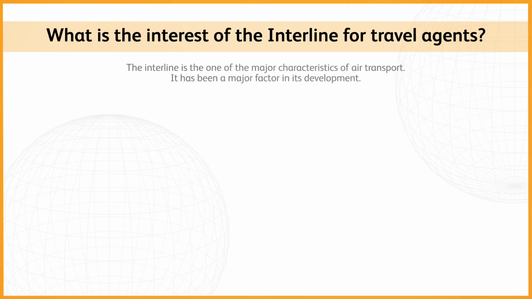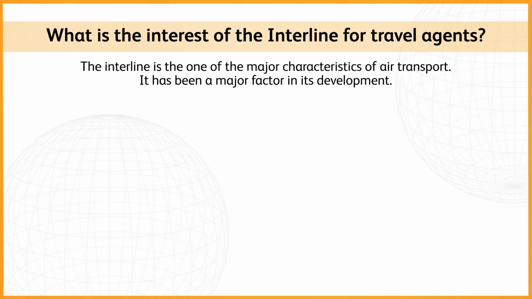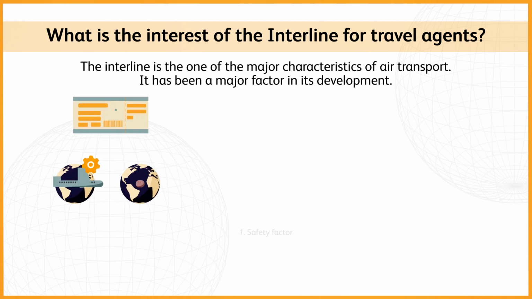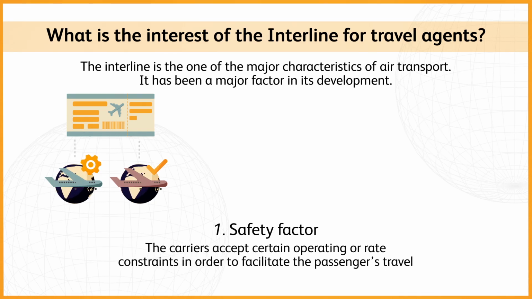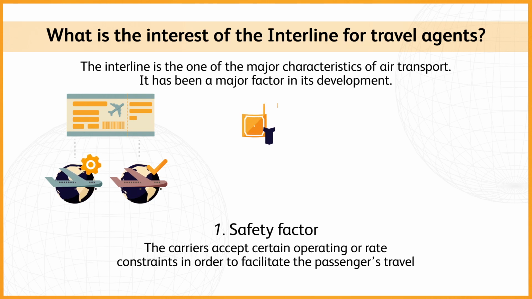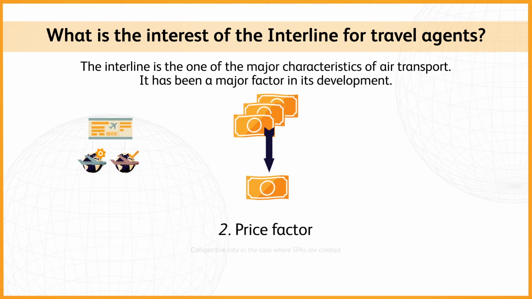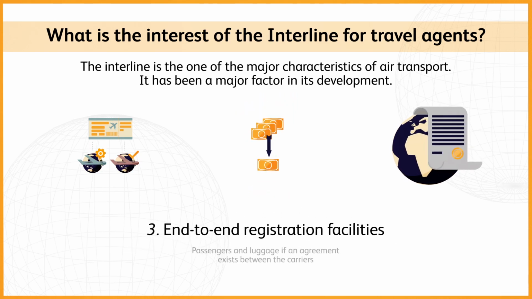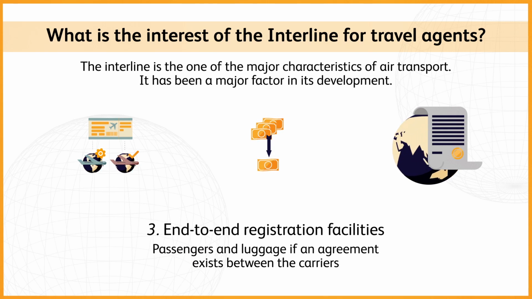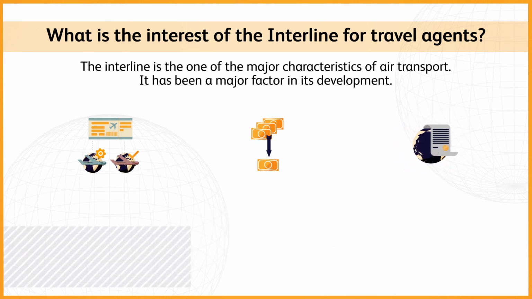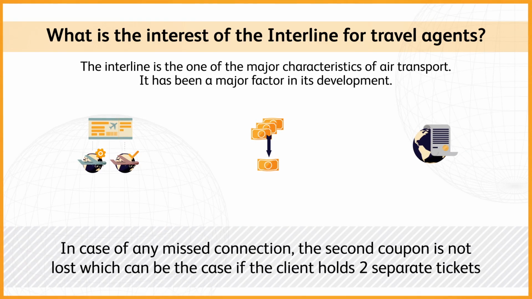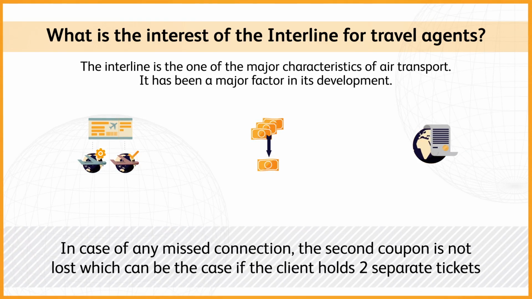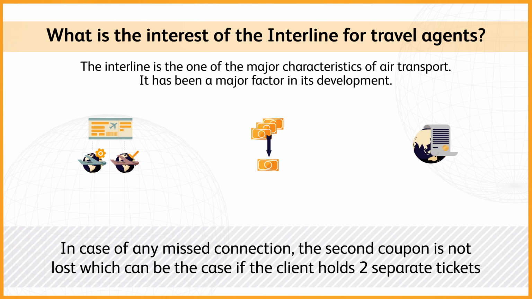The interline is one of the major characteristics of air transport and has been a major factor in its development. For both passengers and agents, it is a safety factor since the carriers accept certain operating or rate constraints in order to facilitate the passengers' travel. Now, this can go from a particularly competitive rate, in the case where SPAs are created, to end-to-end registration facilities, passengers, and luggage if an agreement exists between the carriers. Finally, in case of any missed connection, the second coupon is not lost, which can be the case if the client holds two separate tickets.